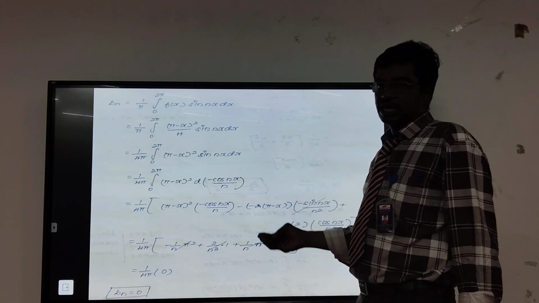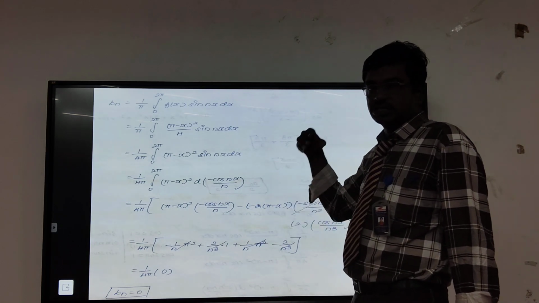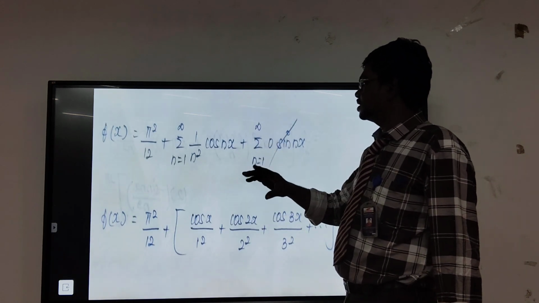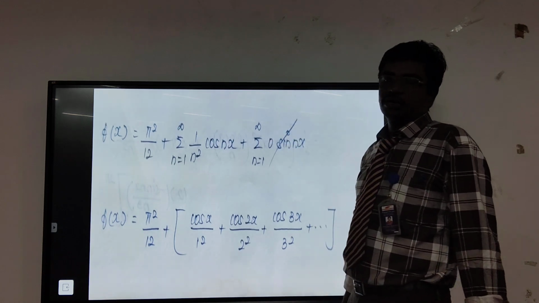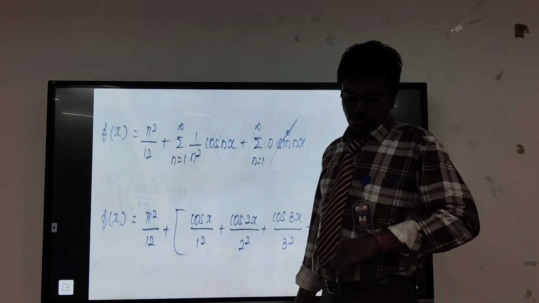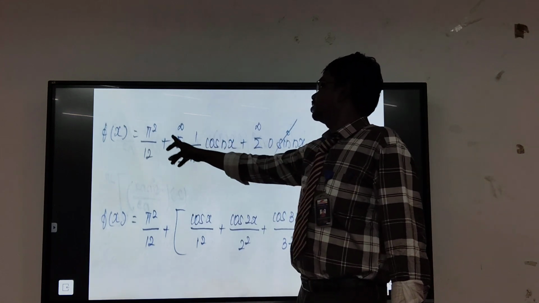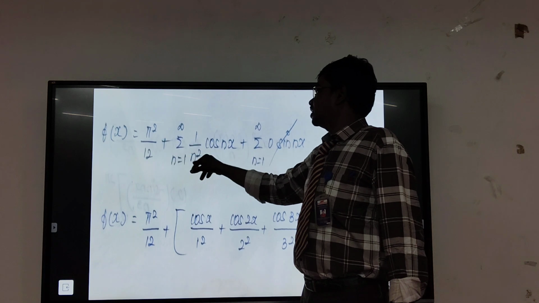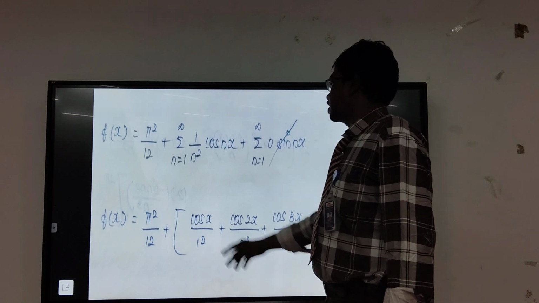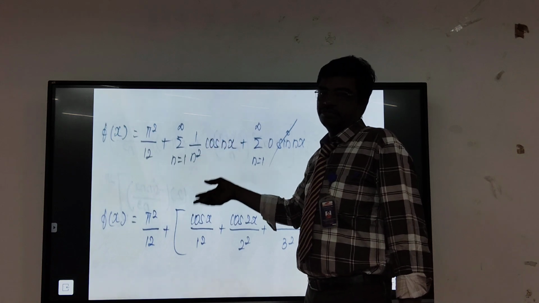So we now found a0, an and bn. We can substitute these values in the Fourier series formula of f of x. What is the Fourier series formula of f of x? f of x is equal to a0 by 2 plus summation n equal to 1 to infinity an cos nx plus summation n equal to 1 to infinity bn sin nx. We can substitute all these values here. Therefore a0 by 2 is pi square by 12, an is 1 by n square, but bn is 0, so that summation will become 0. The remaining 2 parts are here. After summation, you can expand in these terms.